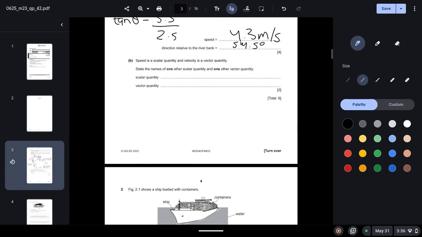Speed is a scalar quantity and velocity is a vector quantity. State the names of one other scalar quantity and one other vector quantity. So here you can name any scalar quantity. So we can write time as the scalar quantity and vector quantity can be force.